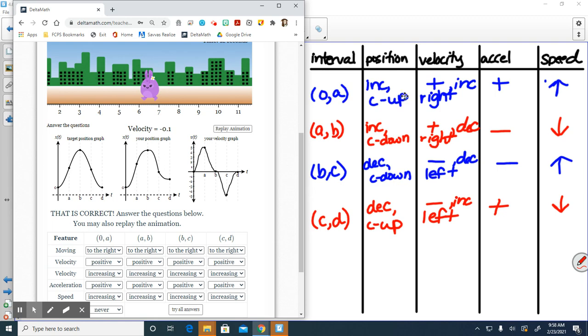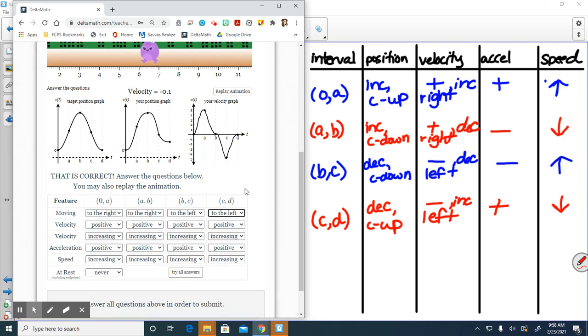Okay, so moving to the right from 0 to A. So I know that my bunny's going to move to the right from 0 to A, right from A to B, and then left for the next two. So right, right, left, left. Now for velocity, I have to tell if it's positive or negative. If an object's moving to the right, the velocity is positive. If an object is moving to the left, the velocity should be negative. Then I can double check my chart. Velocity: positive, positive, negative, negative, okay?